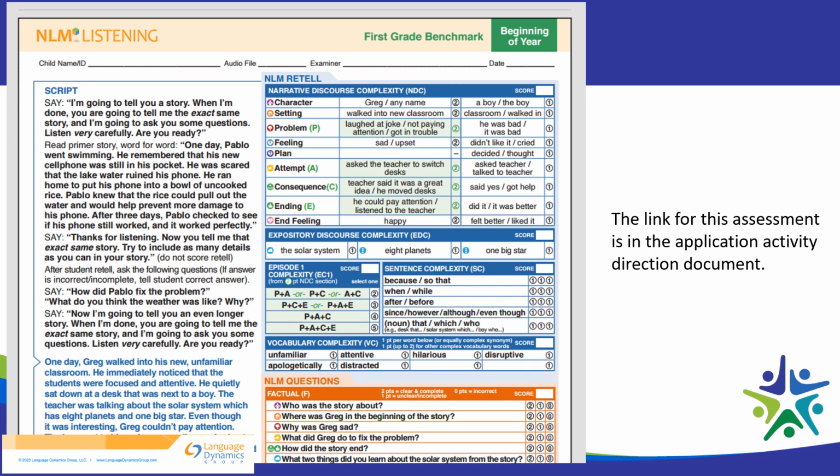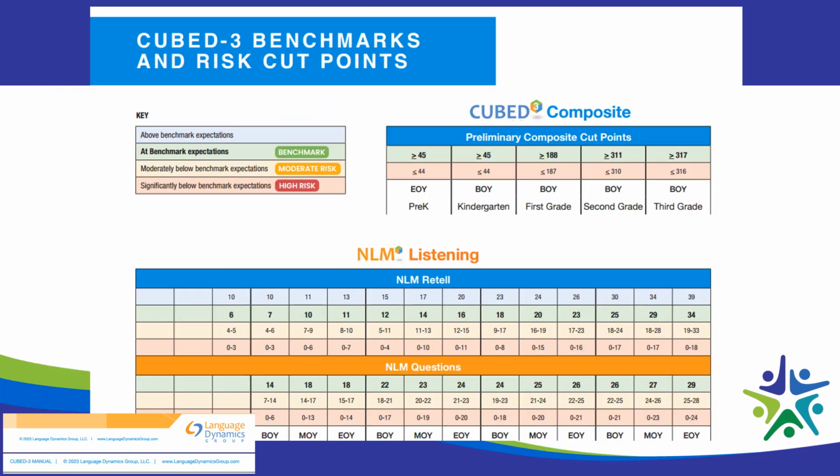And so this would be a tool that I would use where you read that story aloud and then you have your student retell that story, and they have a nice rubric for you to score those narrative retell elements. You can then look at that overall episode complexity and even ask some questions and get some vocabulary information as well. So it's kind of a nice assessment to really look at that language kind of across the board from that oral language perspective. And then, like I said, that Cubed can be utilized as a criterion referenced assessment.